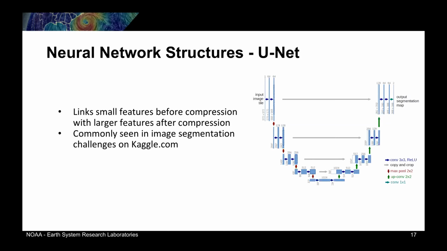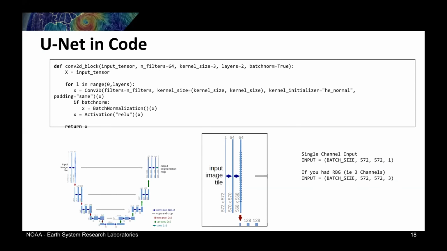This is not the only tool in the toolbox. There are a variety of other neural network structures that can work for image segmentation. This is one that's worked particularly well for us, and we see it in a variety of other image segmentation challenges. So we can look at this a little more in depth with some code here. So we go to slide 18.